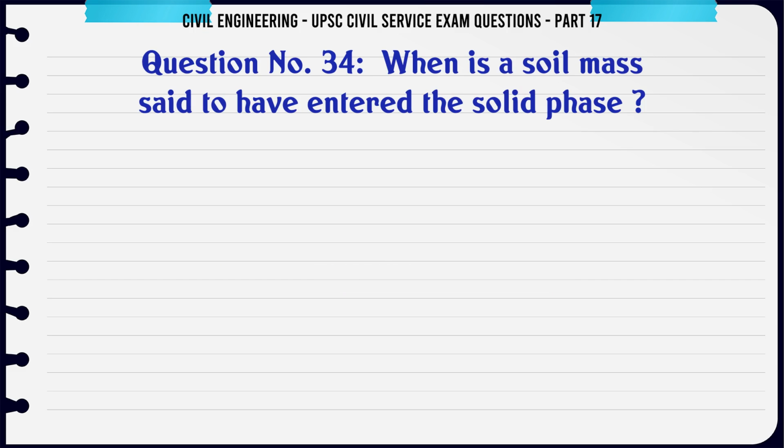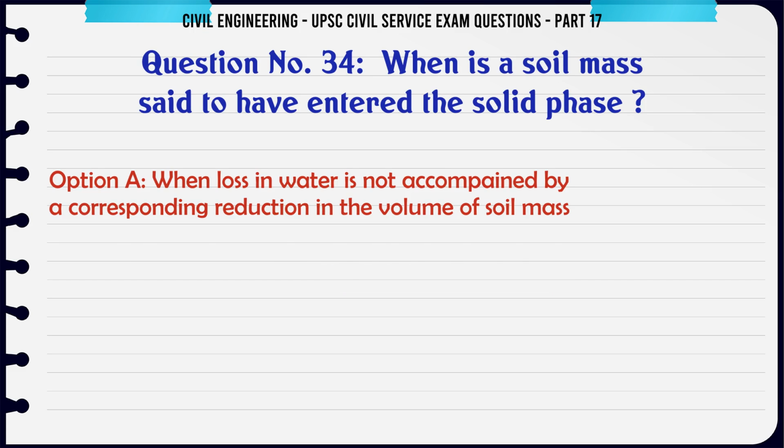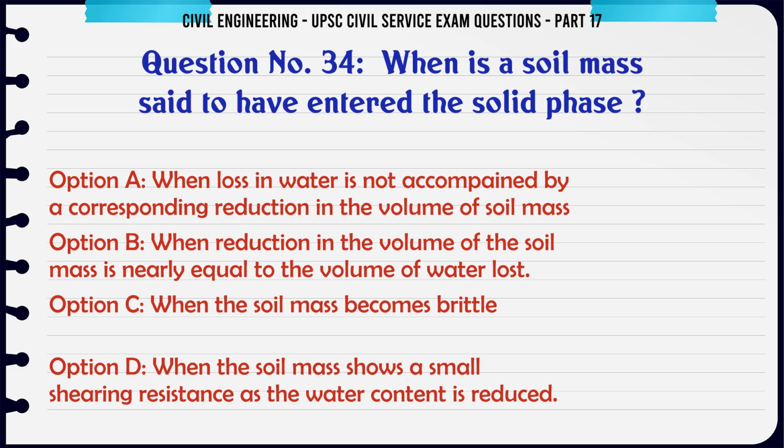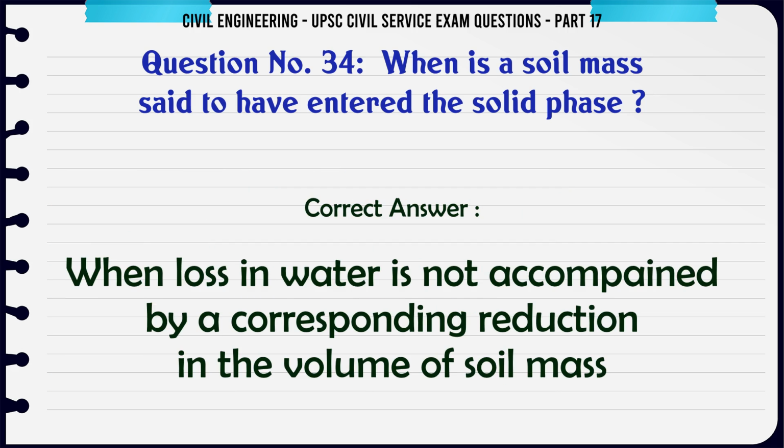When is a soil mass said to have entered the solid phase? A. When loss in water is not accompanied by a corresponding reduction in the volume of soil mass. B. When reduction in the volume of the soil mass is nearly equal to the volume of water lost. C. When the soil mass becomes brittle. D. When the soil mass shows a small shearing resistance as the water content is reduced. The correct answer is when loss in water is not accompanied by a corresponding reduction in the volume of soil mass.